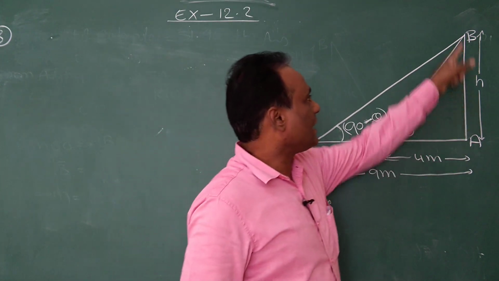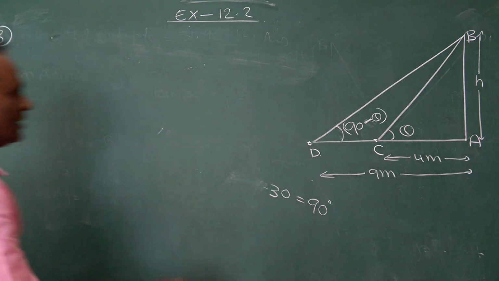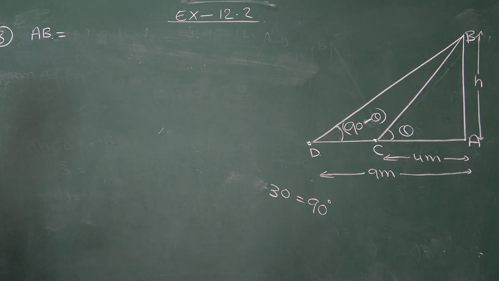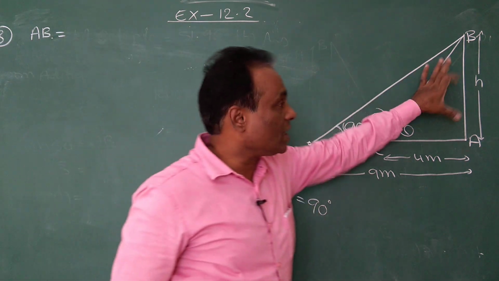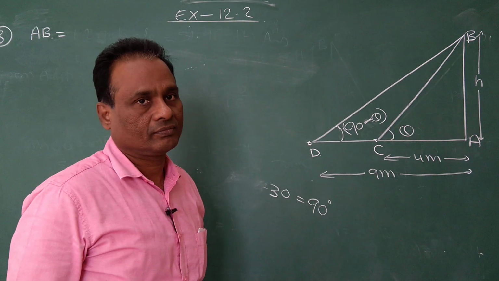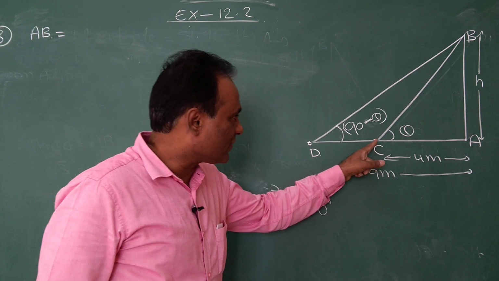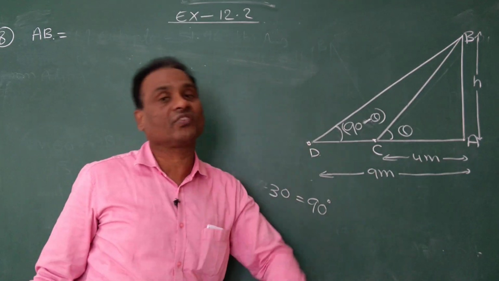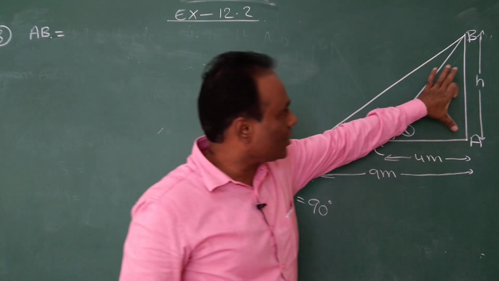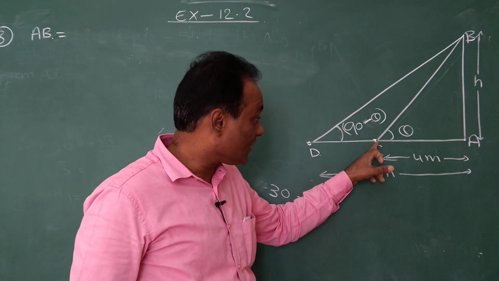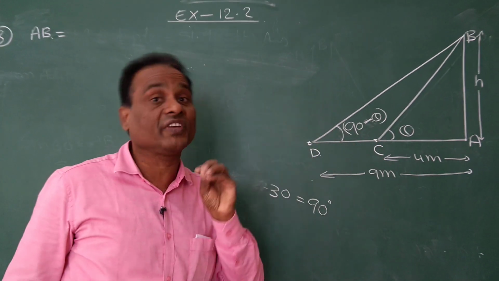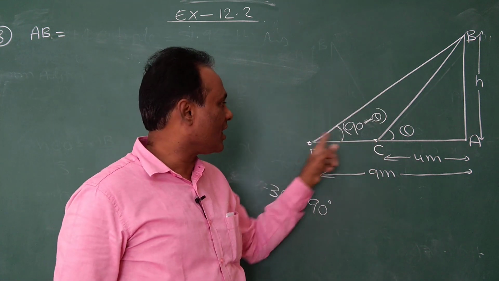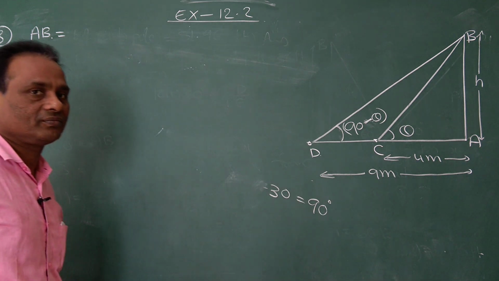Right. Let AB be the pole. Let C, D be the observing points. From here we observe, from here we observe.